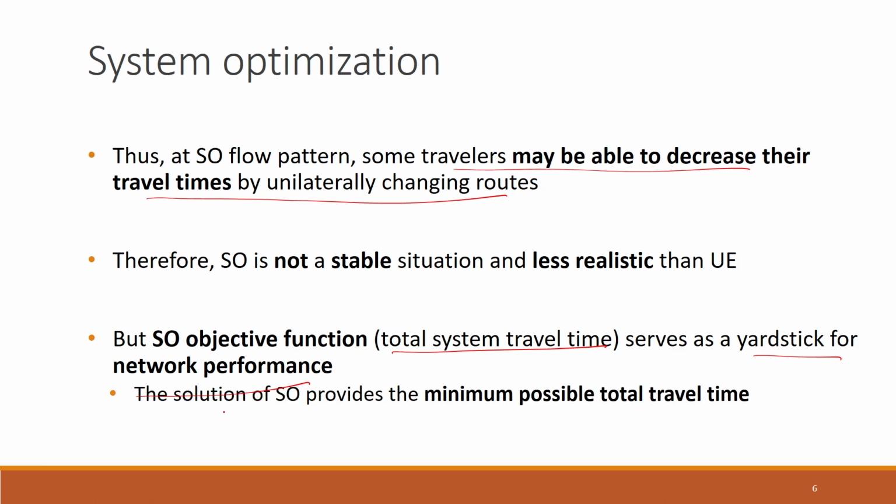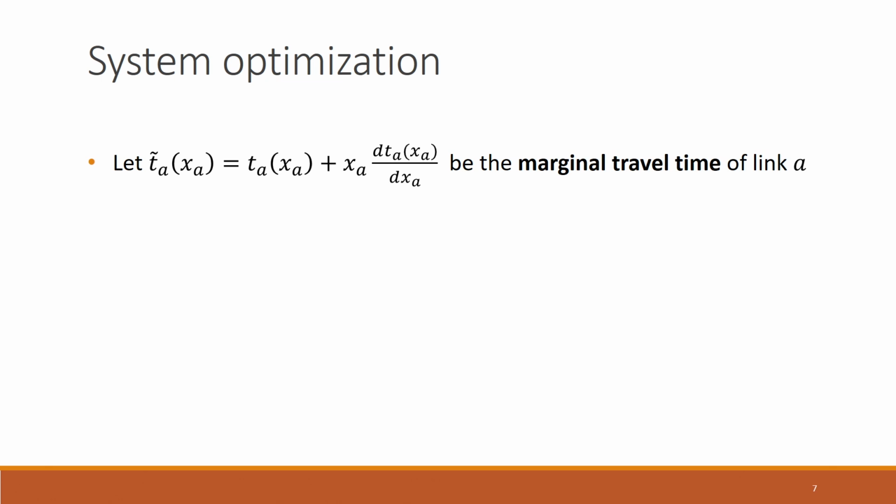So this is saying the same thing: the solution of SO provides the minimum possible total travel time. Okay, so let us define the marginal travel time of link A. This is equal to the travel time on link A plus xa times the derivative of this travel time function with respect to xa.